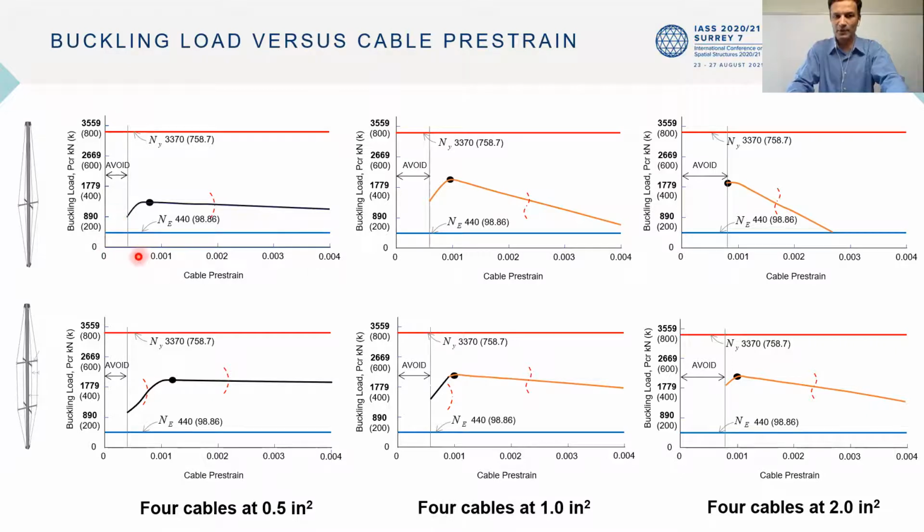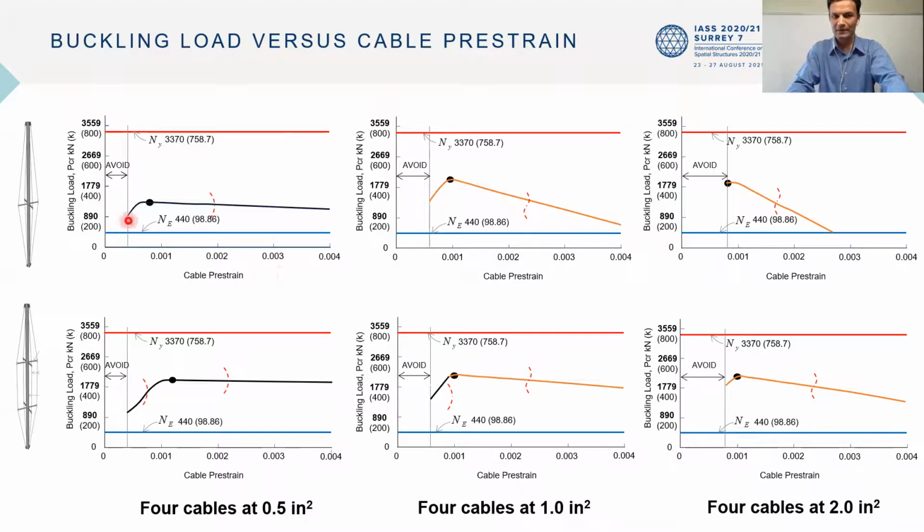Points to note are that the plots are for the variation of buckling load P critical about the y-axis with pre-strain about the x-axis. The blue line shows you the Euler buckling load for the tube. The red line is the yield strength of the tube. So any enhancement in the buckling capacity of the column is measured from the blue line up to the plot, which is shown for the stayed columns. And there are three sets of plots, one with cable area as 0.5 square inches, the second with cable area as 1 square inch, and the third one with cable area as 2 square inches.